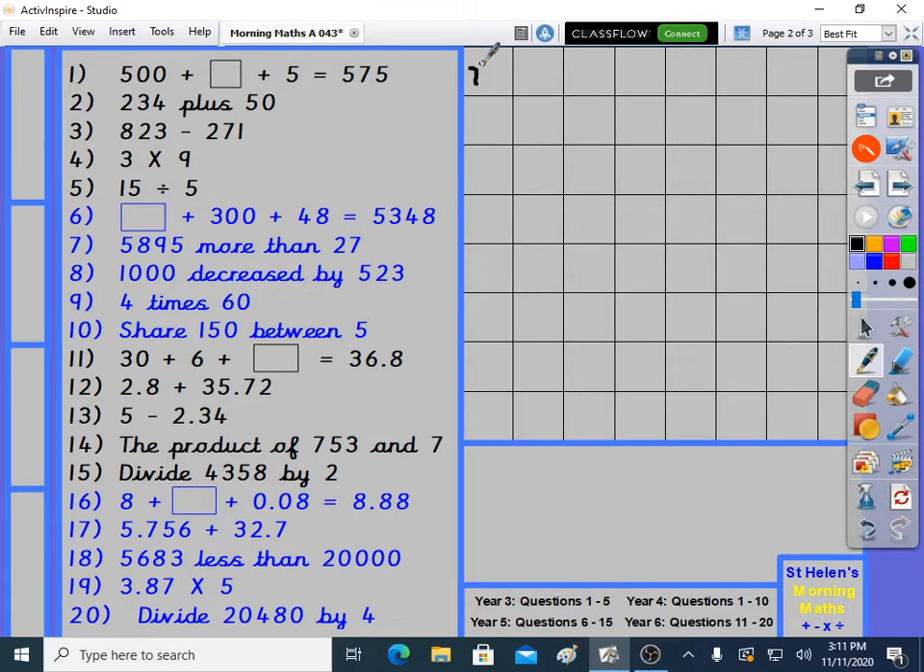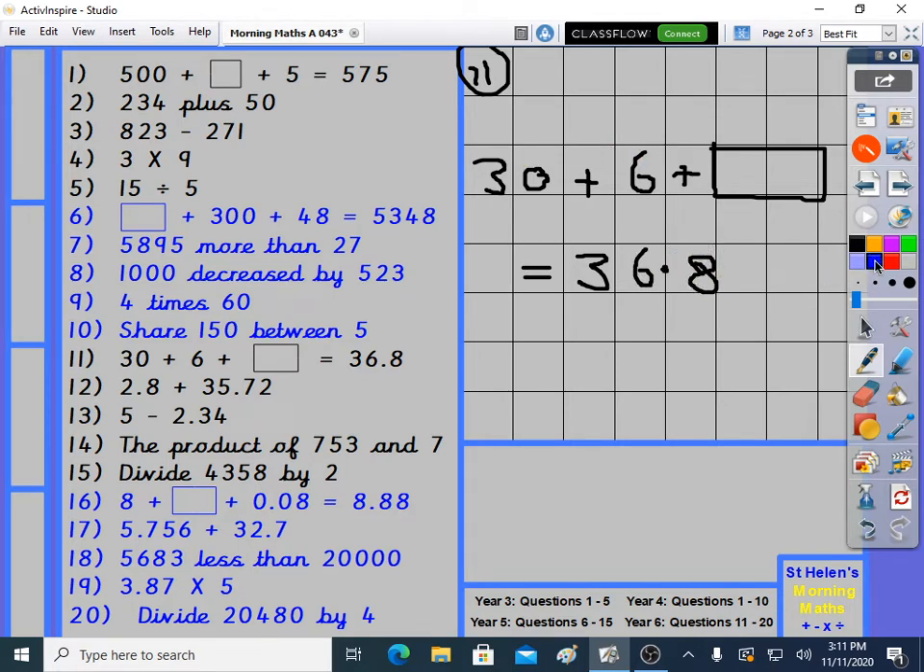Question 11. We have 30 plus 6 plus something that's probably in the decimals. And all of that equals 36.8. Well, we've got 30 and 6, 36. We don't have the 0.8, so the 0.8 is missing, isn't it? 0.8 is what we need. Question 12 underneath.